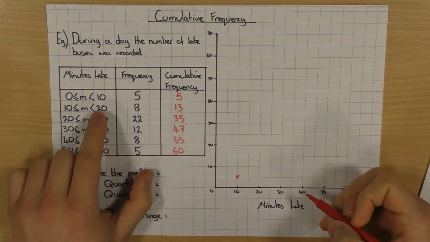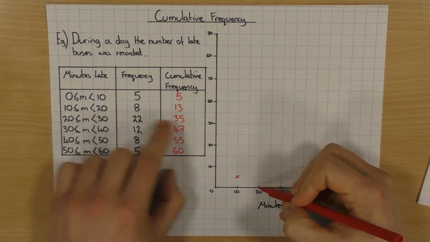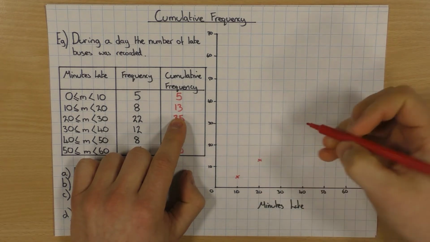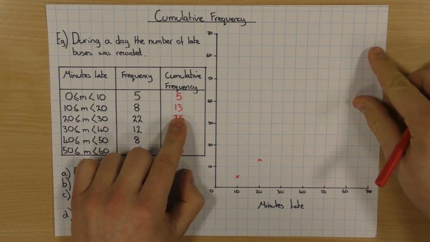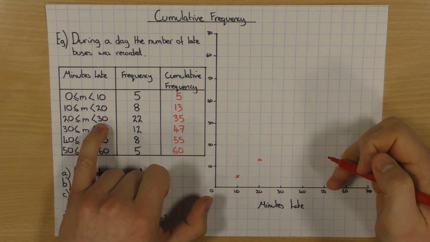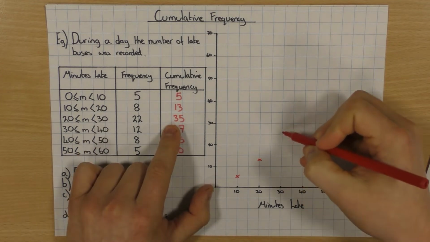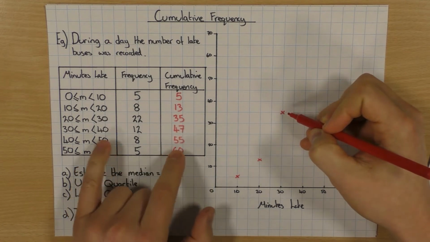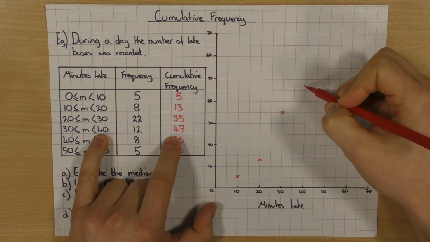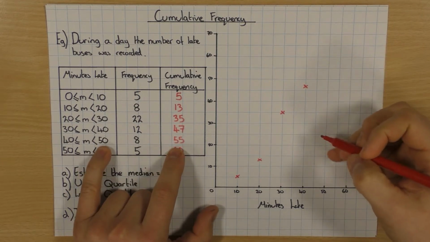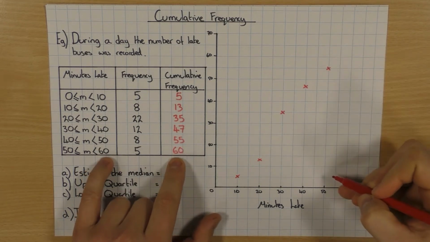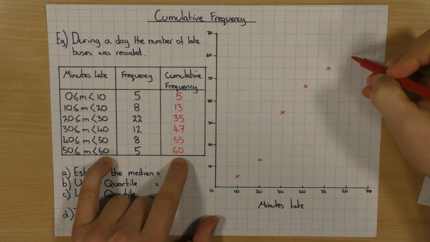So there we go. Next one, upper limit is 20, and it's 13. So roughly about there. Now obviously when you do this in the exam, you'll have the actual graph paper, so you'll be able to do this a lot more accurately than I'm doing right now, but you get the idea. So next one, upper limit is 30, and it's 35. So there. Next one, upper limit is 40, and 47. So about there. And upper limit is 50 and 55. And the last one, upper limit is 60, and of course 60 in total.